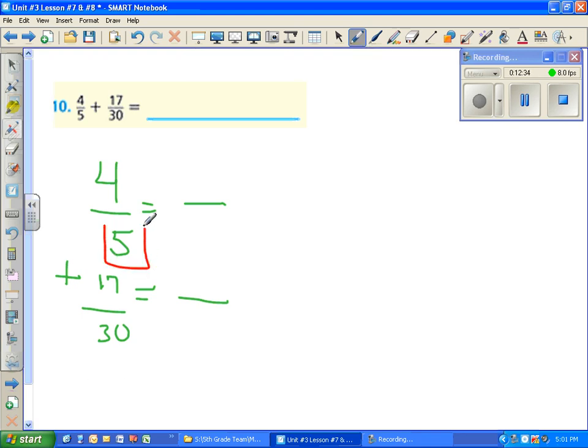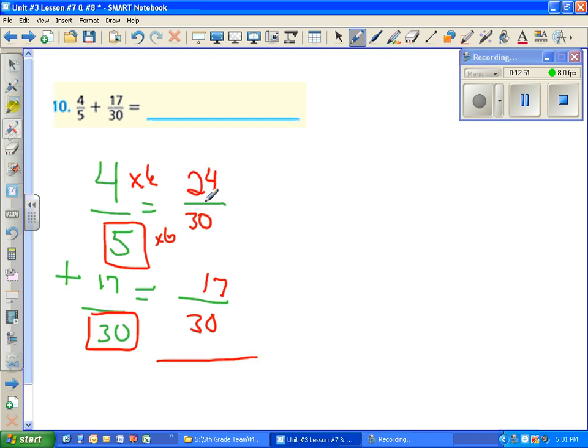5 and 30. Hopefully you recognize that 5 goes into 30, so there's your common denominator, with 17 staying the same. 5 times 6 is 30, so 4 times 6 is 24. I'm adding, so now 24 and 17: 4 and 7 is 11, carry a 1, and 41. So my answer is 41/30.